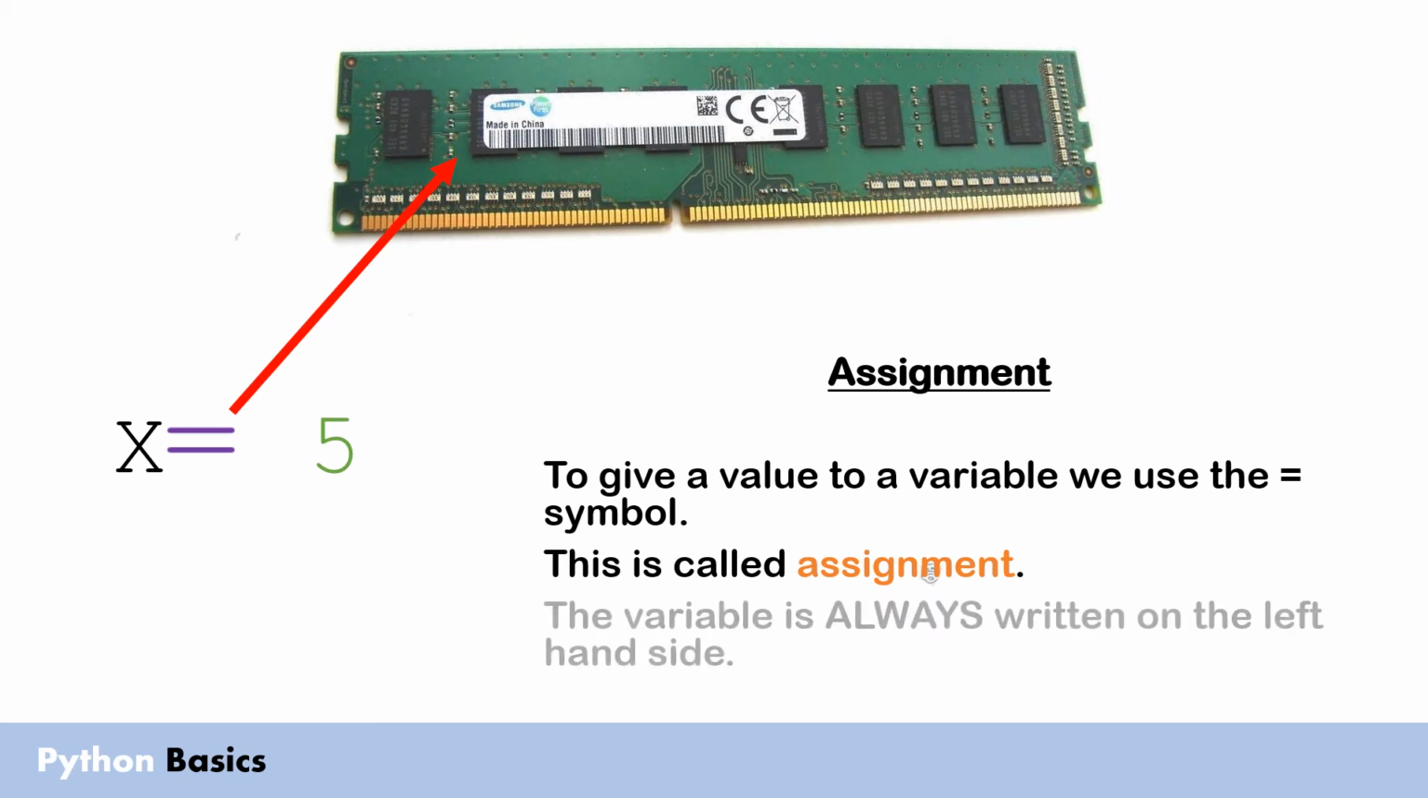The reason for this is because the variable must always be written on the left hand side. In maths, we can swap those around. So 5 equals x is just as valid as x equals 5 in maths. In computer science, in programming, that is not the case because it's not equals, it is assignment. This is something that can be quite confusing for beginner programmers.